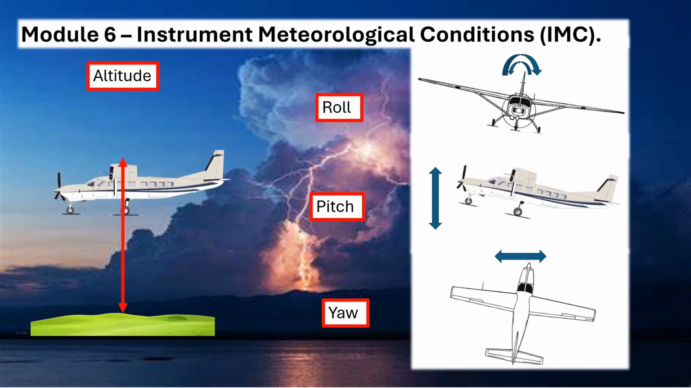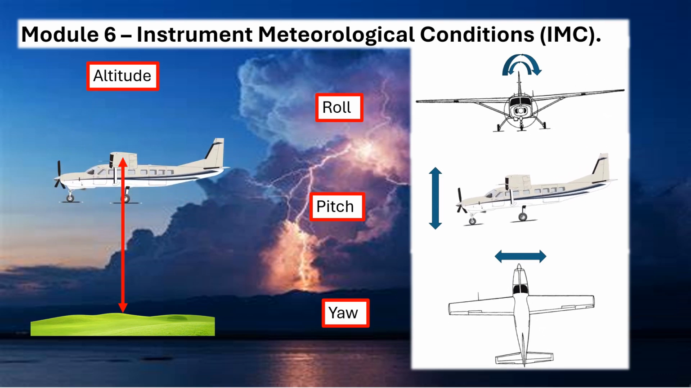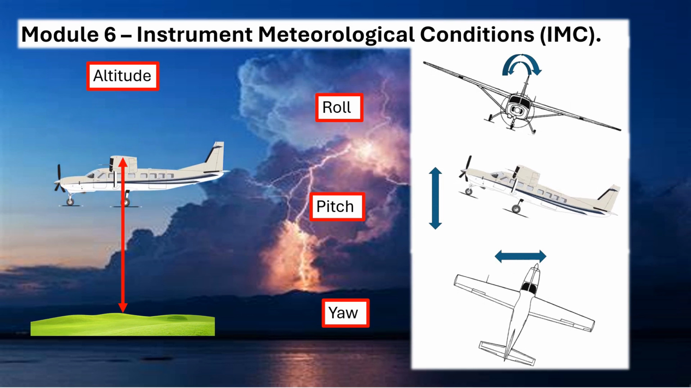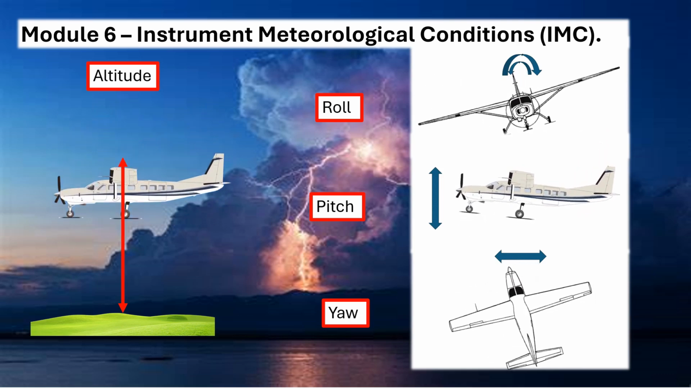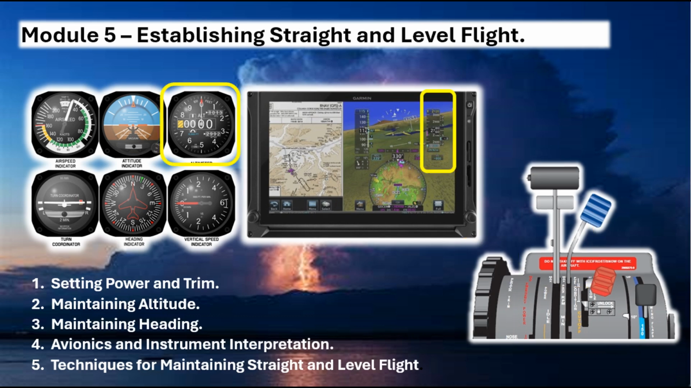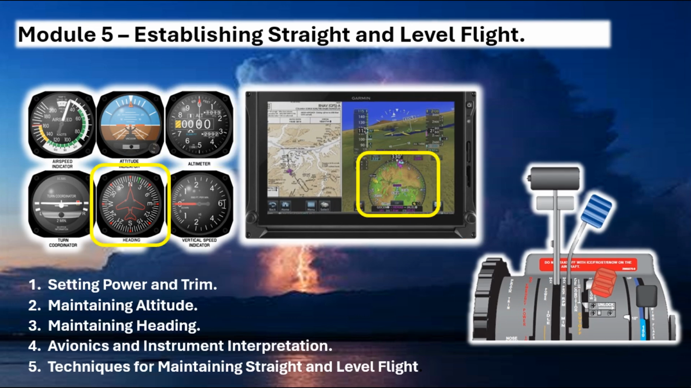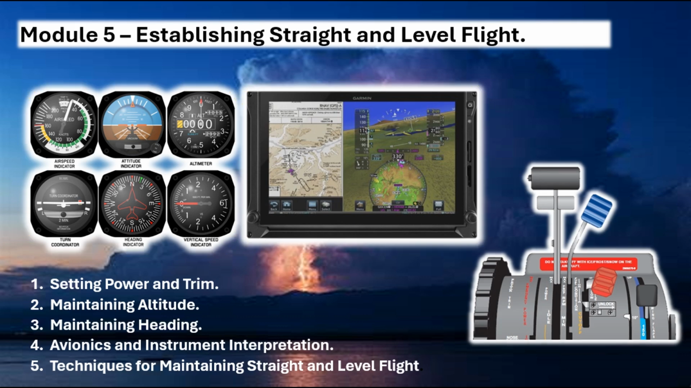Establishing straight and level flight. Achieving straight and level flight in IMC involves setting the desired altitude and heading, followed by constant adjustments to maintain them. It requires the pilot to manage the following: 1. Setting power and trim. 2. Maintaining altitude. 3. Maintaining heading. 4. Avionics and instrument interpretation. 5. Techniques for maintaining straight and level flight.